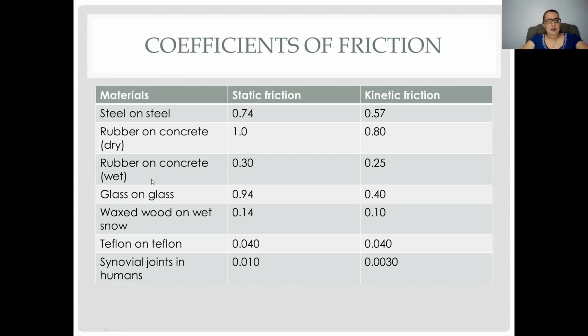And you can see here too, like rubber on concrete, when it's dry, has a very different set of values than rubber on concrete when it's wet. All right, so you can really see the effect that wetness has on these coefficients of friction.